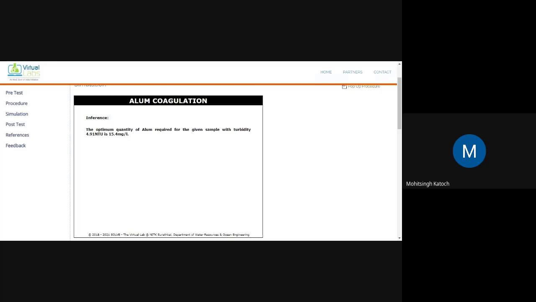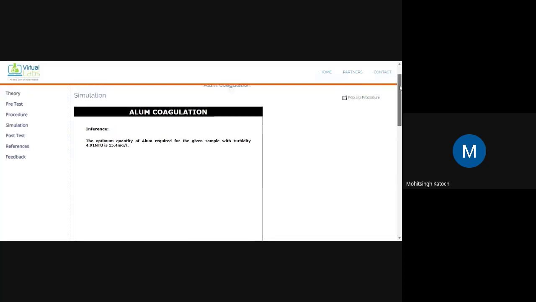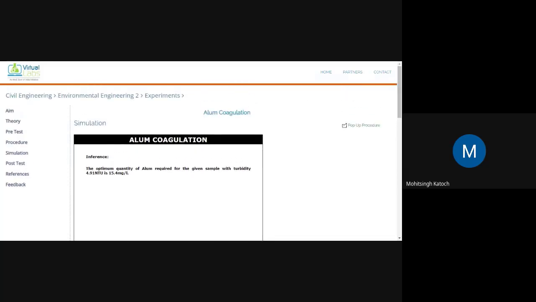So with this, we have concluded our today's experiment of calculation of optimum dose of coagulant, that is alum, using jar test on virtual labs. I hope this will help you in further understanding this experiment. In the next practical session, we will perform biochemical oxygen demand practical and dissolved oxygen content practical.